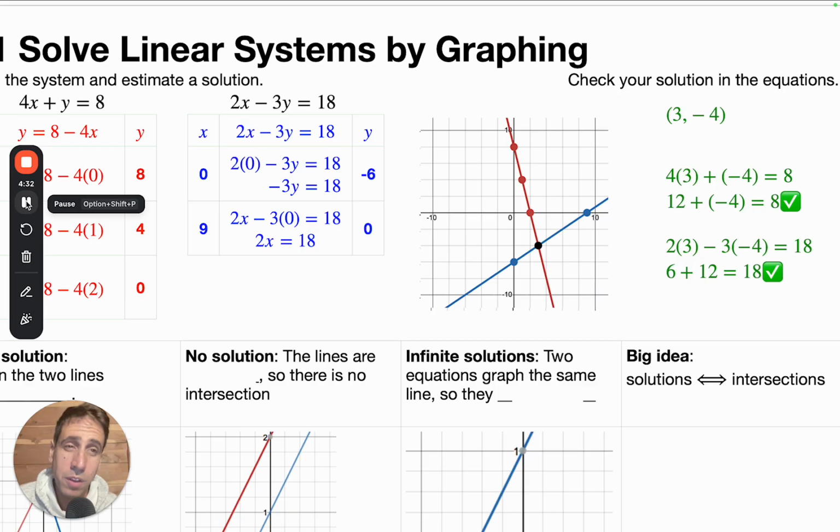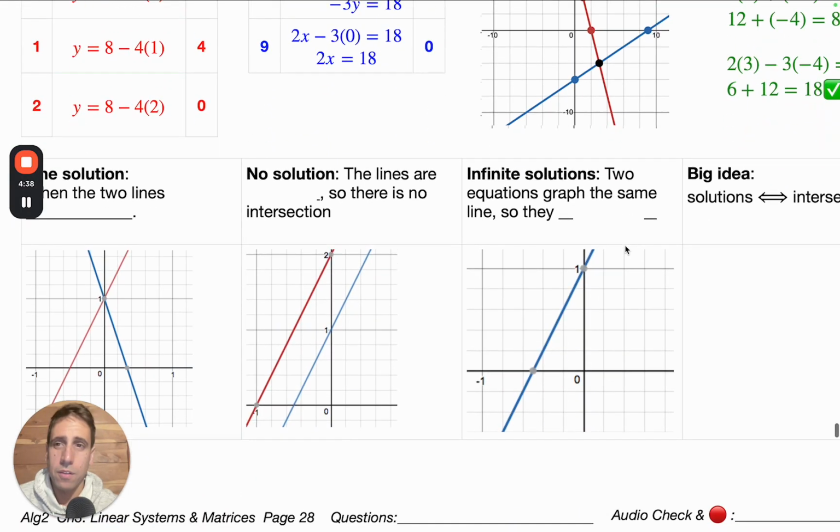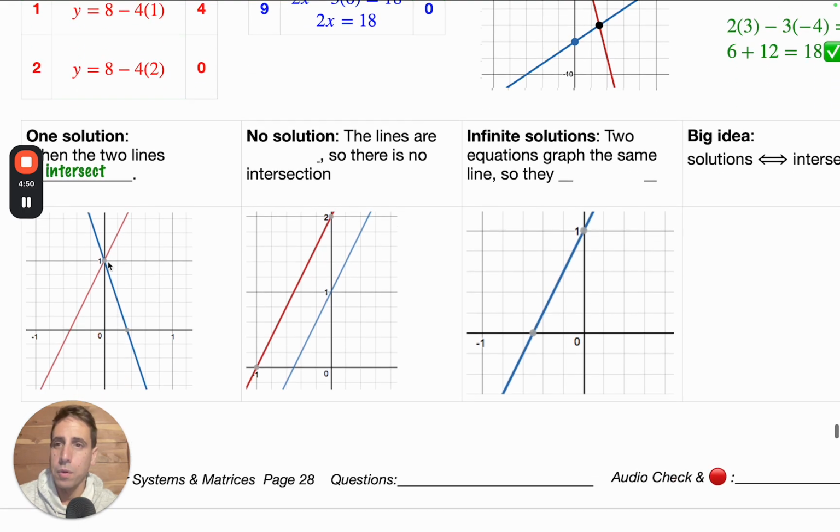So the answer is (3, -4), and we can report it like this, and then this is how we check the work. Now, there's a couple different cases. As we just saw, there's one solution, one dot, one intersection. And it occurs over here when the two lines intersect just once. Boom, that's the solution. There is a possibility that they actually don't intersect. If you've got two lines that are parallel, then there's no solution because there are no intersections.